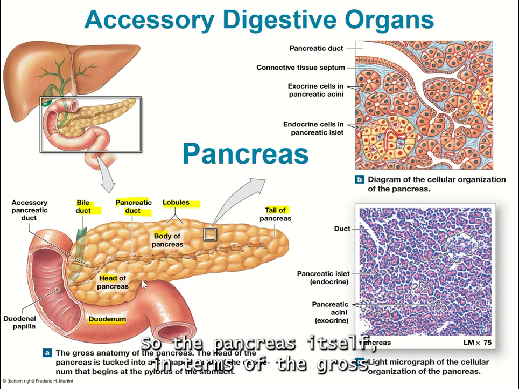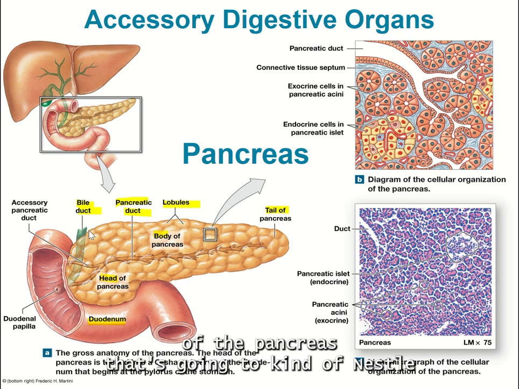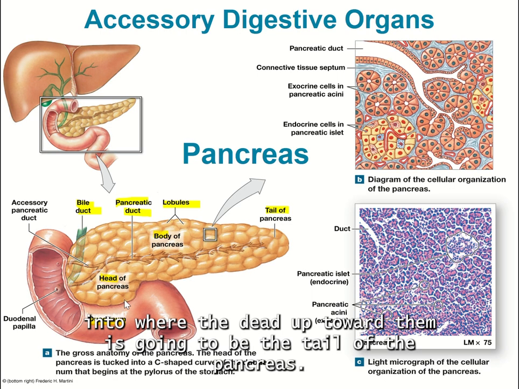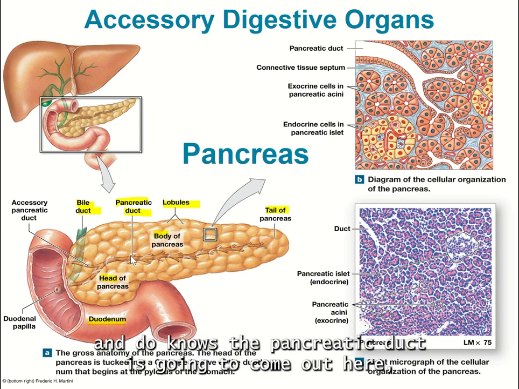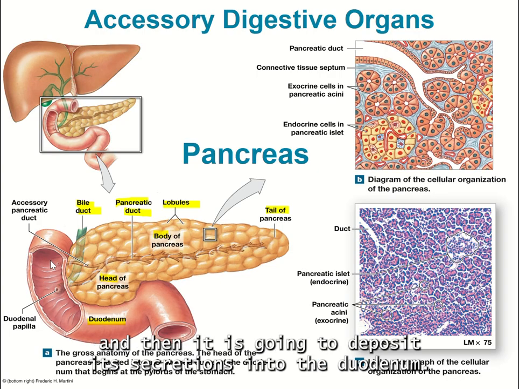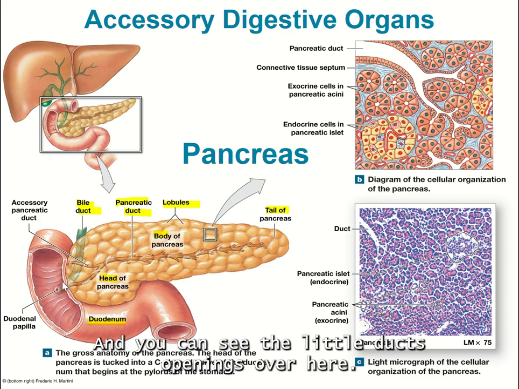So the pancreas itself, in terms of the gross anatomy, you're going to have the head of the pancreas that's going to nestle into where the duodenum is going to be, the tail of the pancreas, and then the majority of it is going to be the body of the pancreas. There's going to be a large pancreatic duct that runs right down the center of it, and do notice the pancreatic duct is going to come out here, and then it is going to deposit its secretions into the duodenum, and you can see the little duct openings over here.